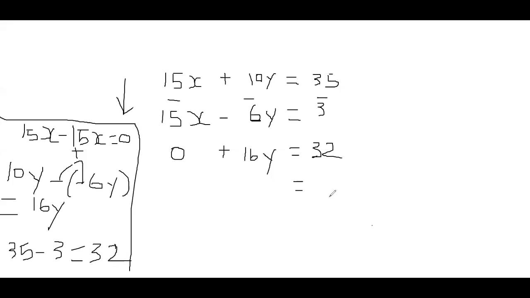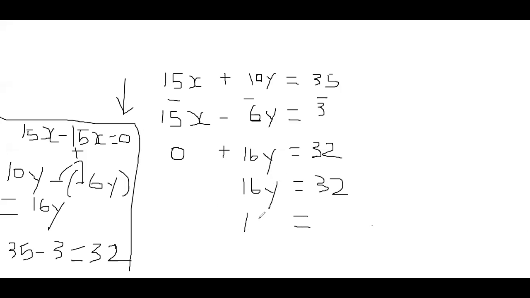Yes, sir. Good. So we have here now 0 plus 6y equals 32. So we ignore the 0 because it has no effect right now. So we say 16y equals 32.